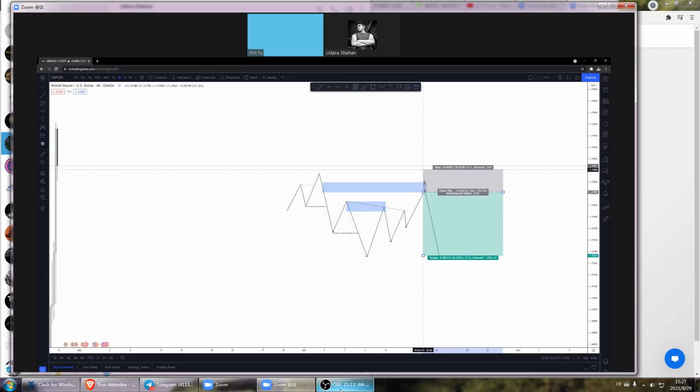Stop loss can either be above this or above this. That's up to you. I would do this personally. I hope that's clear. Now this is the entry we should always look for. I hope that's clear.